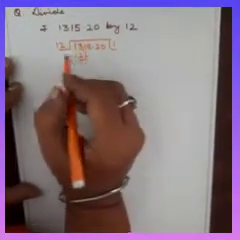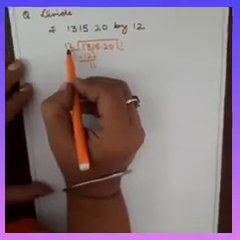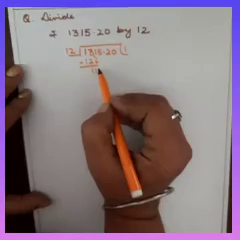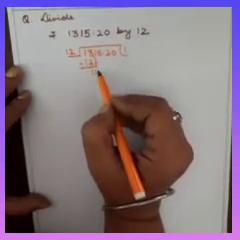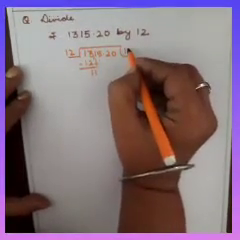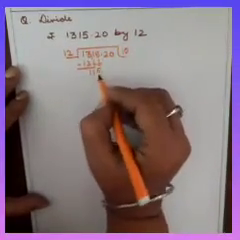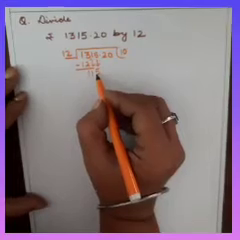Now this 11 is smaller than the number 12. It means this number cannot be divided by 12. So we need to bring the next number down. But before doing that, what we need to do? First we will shift 0 here, and then we will bring down the next number, which is 5. Now the number becomes 115.